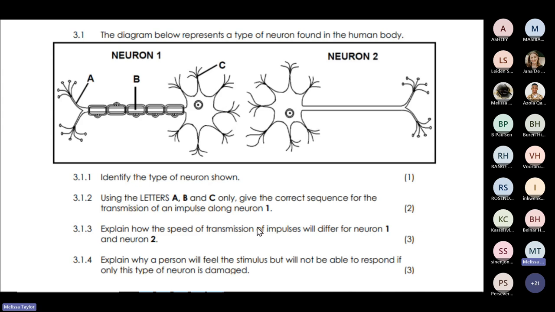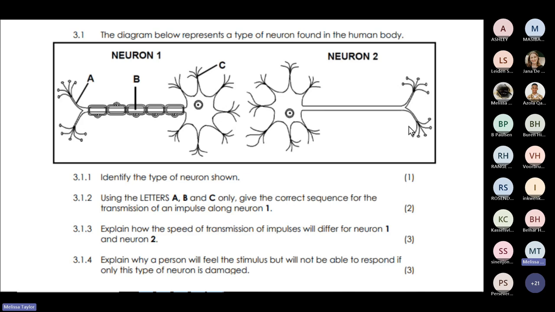Right, now these two explain questions. The first one, number three, asks, explain how the speed, so how fast, of the transmission of impulses will differ for neuron one and neuron two. Okay, so the main function of the myelin sheath is that it insulates this axon. And by insulating the axon, it allows the impulse to travel faster.